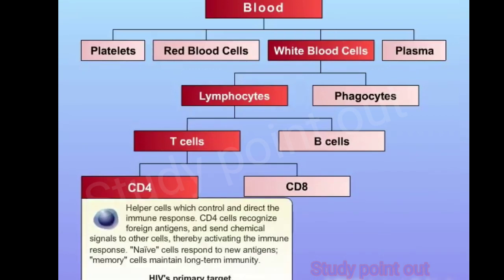CD4 cells are called helper cells. These are cells that can control and direct the immune response. CD4 cells recognize foreign antigens and can send chemical signals to other cells, thereby activating the immune system. Naive cells are ones that can respond to new antigens, and these cells can then become memory cells that in turn can maintain long-term immunity or memory in regard to antigens and infectious agents that have previously been seen or recognized. CD4 cells are the primary target of HIV.